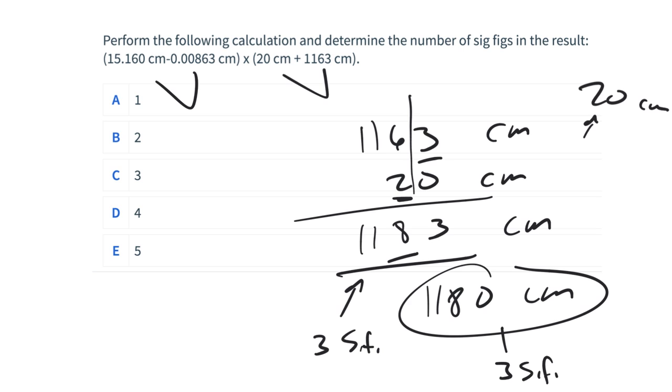15.160 minus 0.00863. And so that's 15.151 to that placeholder, because I have that placeholder minus more placeholders. I round to the quantity of placeholders that's greater in numerical value. So I round that to the thousands placeholder. That's 5 sig figs.